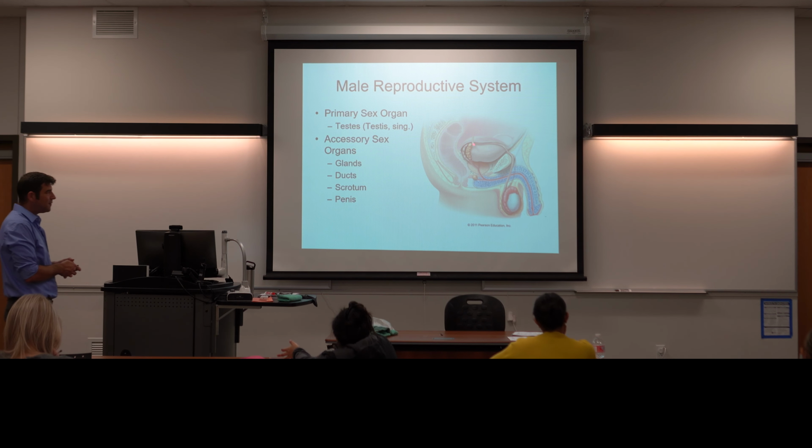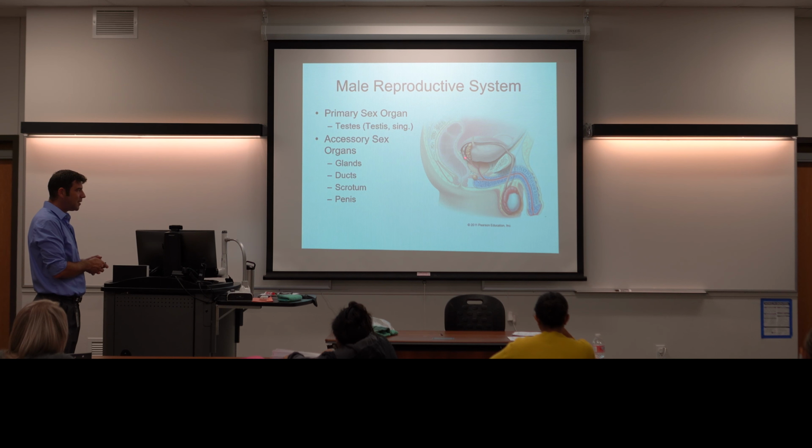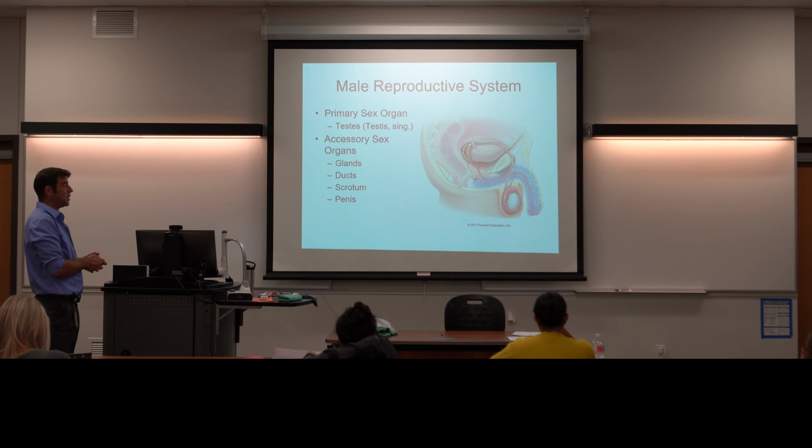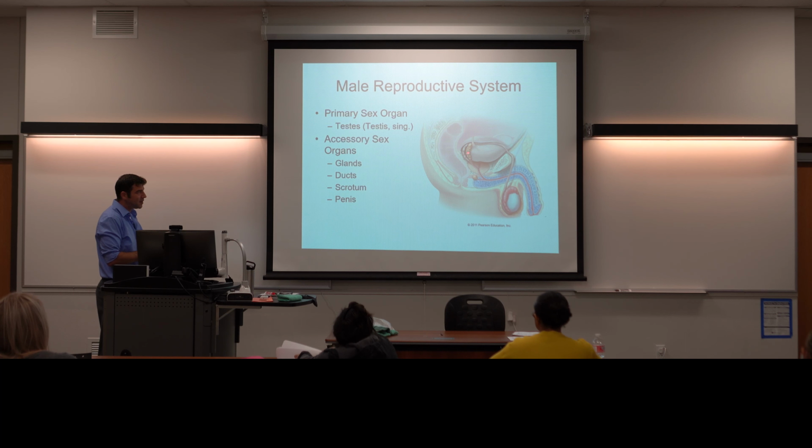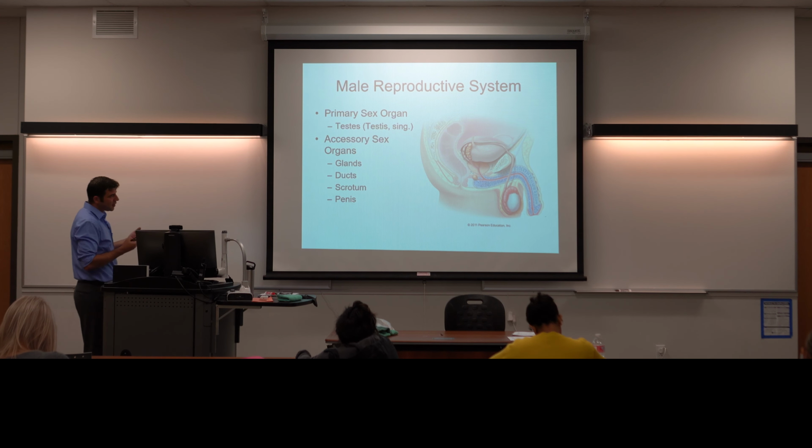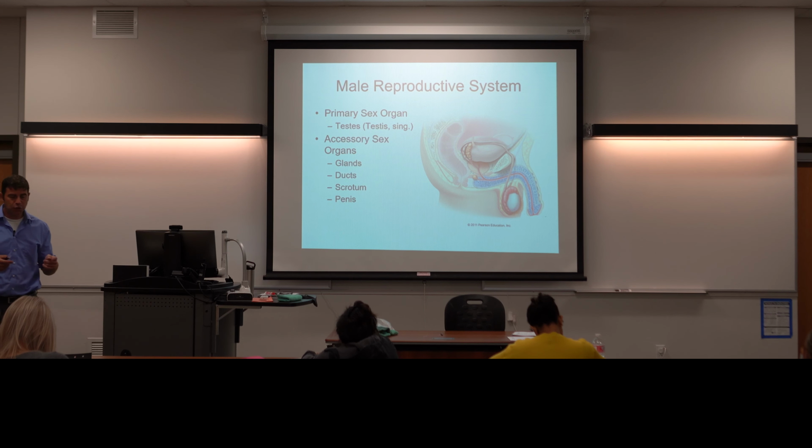In males, this vas deferens, around the back side of the urinary bladder, is going to merge with the first accessory gland that we're going to see. I know nothing is labeled here, but this is the seminal vesicle, or sometimes called the seminal gland. It sits around the back side of the urinary bladder, and it's going to contribute about 60% of the volume of semen.